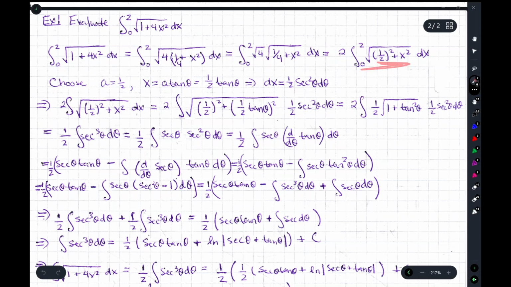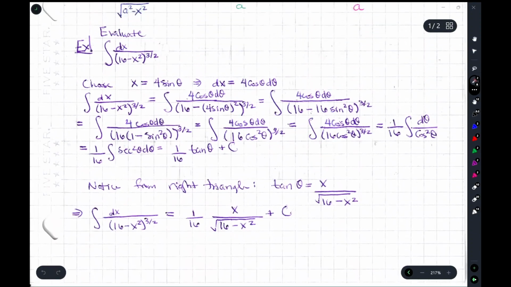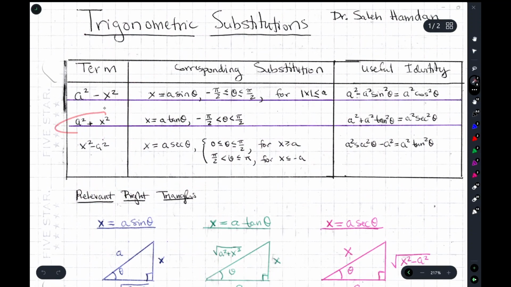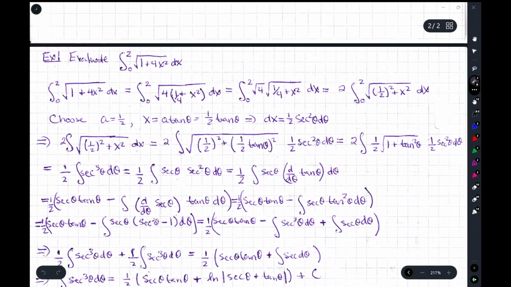And now we have a term that does fit into the expressions that we have above. And let's take a look at which one. Well, that's the a squared plus x squared. So we're going to make the following substitution: x is equal to a tan theta. And we're going to take advantage of this trig identity to write the sum in terms of a simple product.